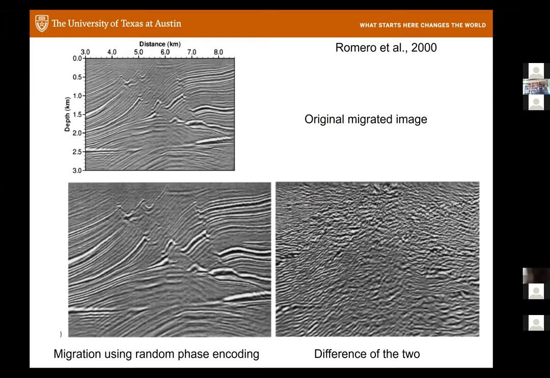So this is the original migrated image of our Marmousi model with all the shots. And this is with random phase encoding. And this is the difference. So this cost is a lot less than migrating all the shots. And you can see that there are differences, but they're not tremendous. So this is one way you can try to reduce the computational cost.